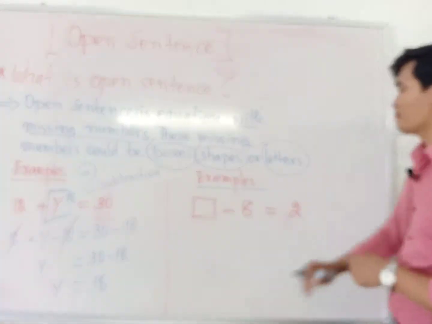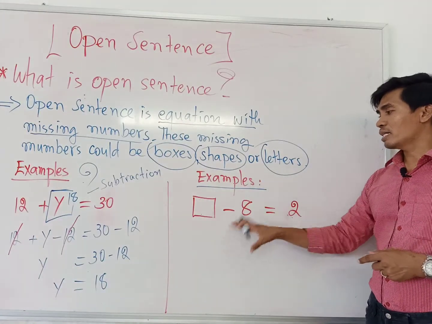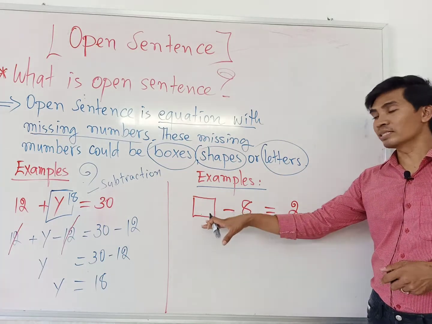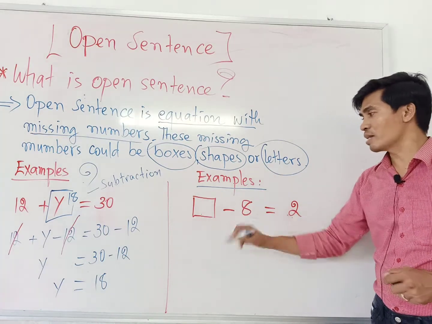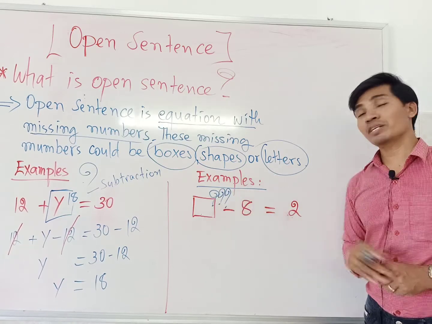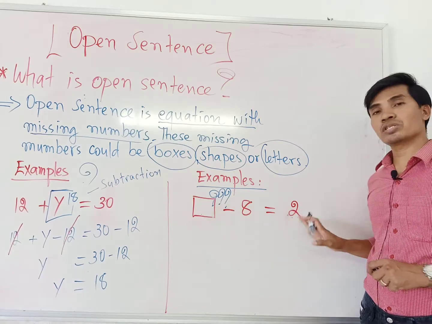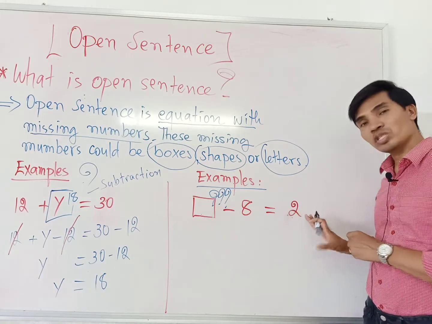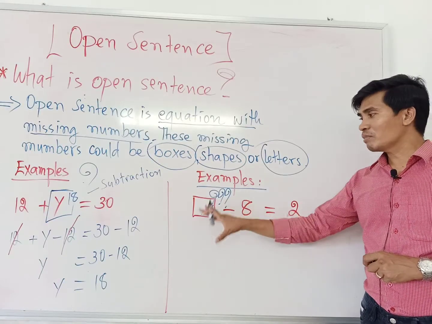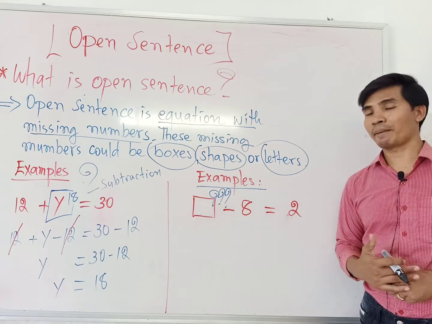Now look at the other example here. This one is an open sentence also. In this open sentence, one side of the equation is replaced by a box, and we have to find the value of the box. A box subtract 8 equals 12. Oh, I'm sorry, equals 2. So how can we work out the value of this box?